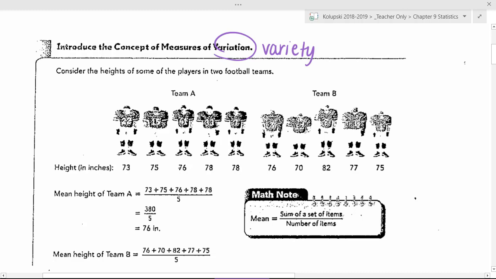You have 73, 75, 76, 78, and 78. And if I look at their heights, they all pretty much look to be close together. So I'm going to put that underneath. So these heights, in my opinion, are close together.